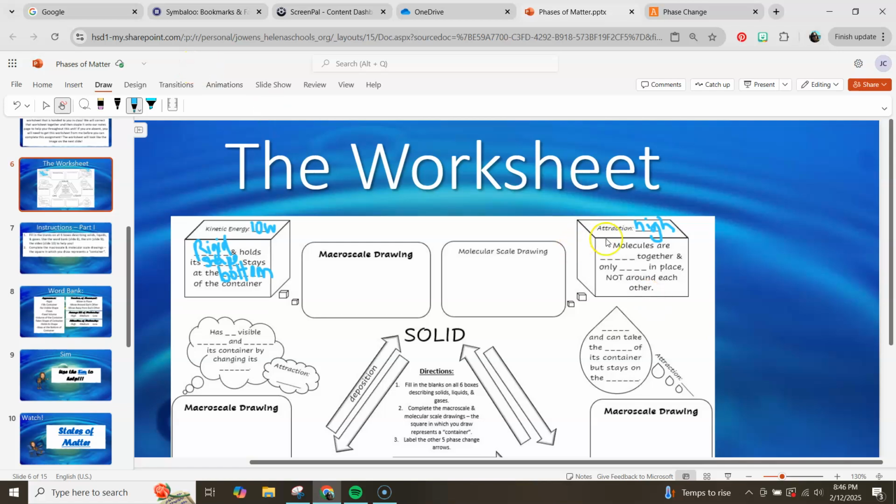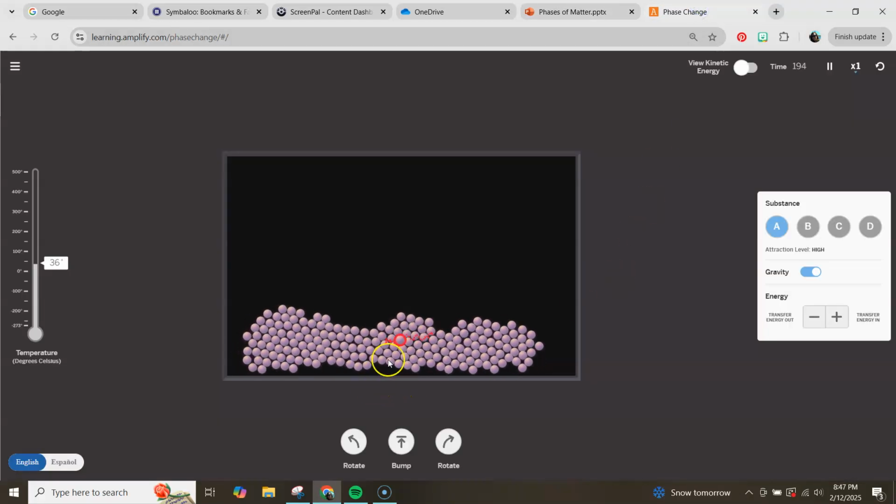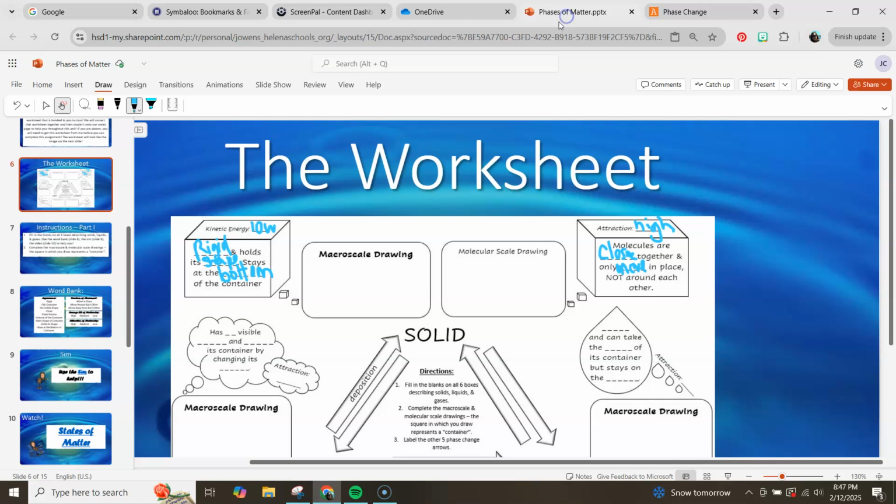Okay, and then as far as my, oh, sorry, I'm not done yet. Molecules are blank together and only blank in place. So I'm going to say they only move in place, not around each other. Okay, so the molecules are close together. You guys will notice that there's spaces for each letter. Some molecules are close together and only move in place, not around each other. So if we look at this, that's pretty accurate to describing our solid.